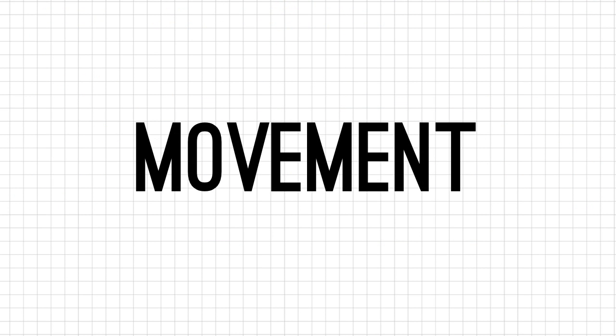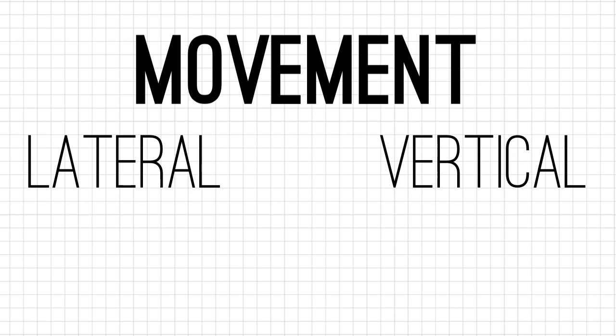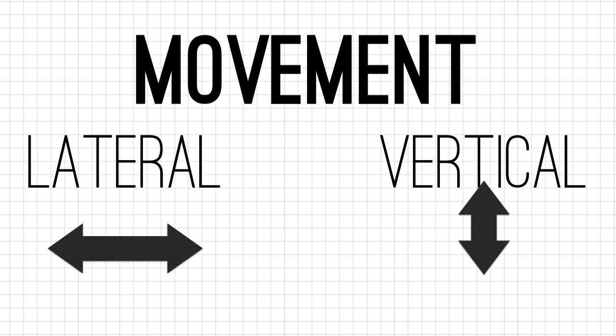With faults, there's two main types. There's lateral movement and there's vertical movement. Within lateral movement, there is more of a side-to-side type of movement, and vertical, as the name would suggest, means that the two sides are moving up and down in relation to one another.